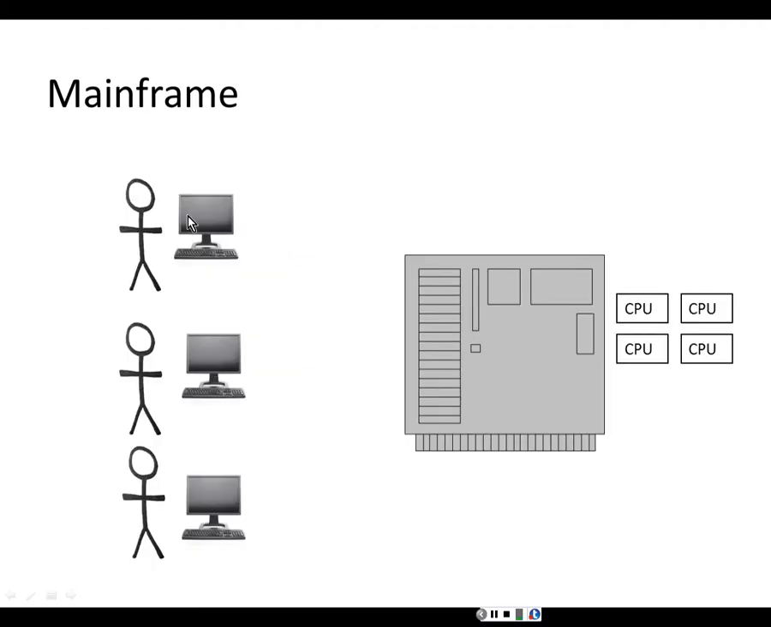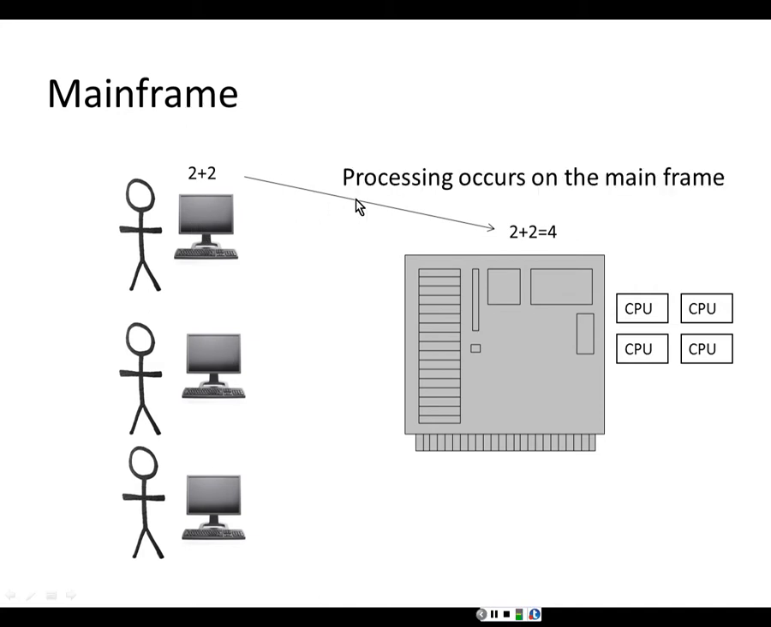So typically the user stands at a dumb terminal and the dumb terminal connects to the mainframe. The mainframe has lots of CPUs and the dumb terminal has no CPUs at all. If a user types 2 plus 2, the 2 plus 2 is sent down the wire to the mainframe, and the CPUs on the mainframe add up the number 2 plus 2 to give us the number 4. No processing occurs on the client terminal. That's the mainframe model. In a mainframe model, the processing occurs on the big mainframe computer.